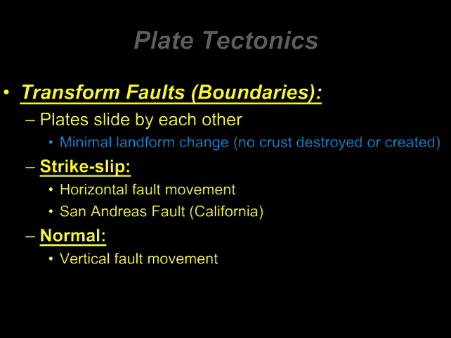Further, there's two types we're going to look at, a strike-slip fault and a normal fault. A strike-slip indicates horizontal fault movement. And I'll show this with a web link here in a minute. The San Andreas Fault, which we'll look at in a future discussion. San Andreas Fault in California is very famous for understanding why they often have earthquakes and subsequently landslides there in California. It's an example of a strike-slip fault.